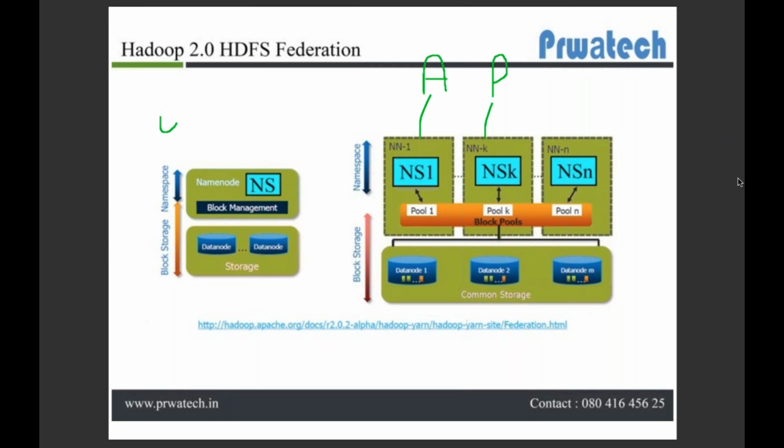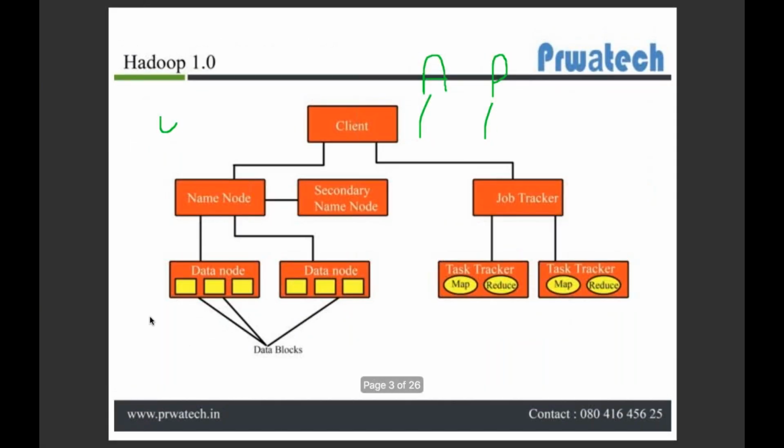Let me just go through this. You see here, the user sends the request. When you write on your cluster, the user sends the request to the client. The client sends the request to the name node, and the name node will decide on which data node this user's data should be stored, right? So here we have only one name node. The client will directly interact with this.